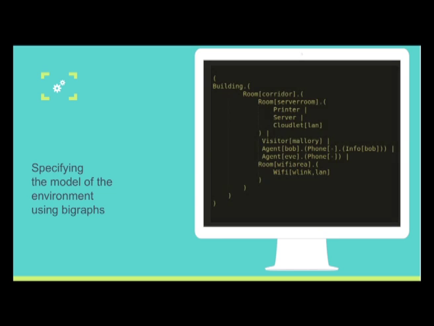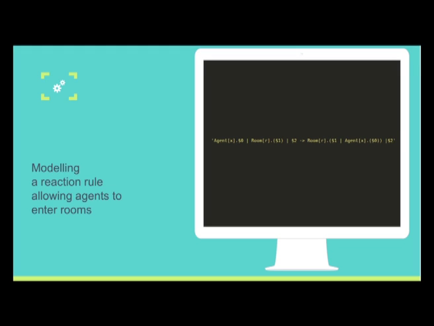The environment is modeled using bigraphs, where containment and connectivity are considered together. Here is the bigraph model of the building, showing agents and assets contained in rooms. Bigraphs enjoy well-defined semantics of dynamic behavior expressed as a set of reaction rules, which rewrite portions of the model and thus allow reasoning about possible future configurations that are reachable from the current one.